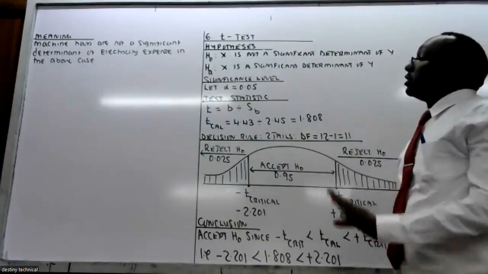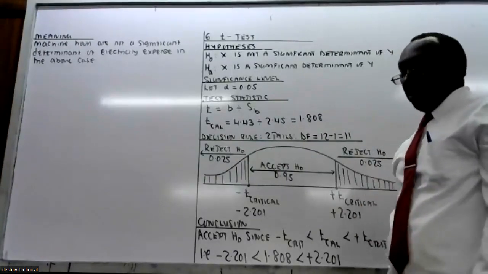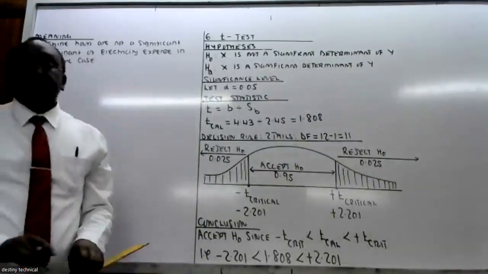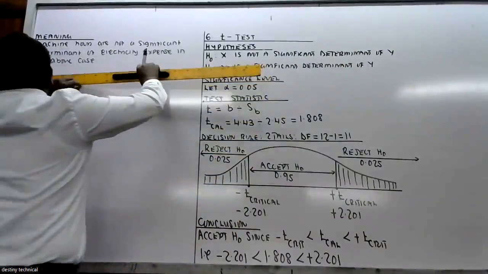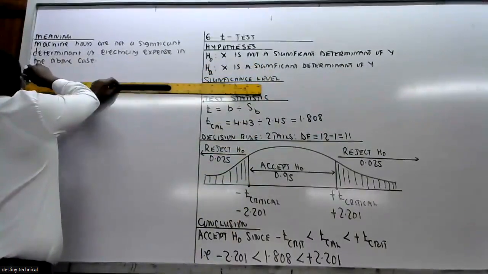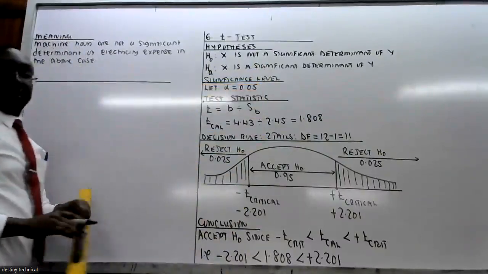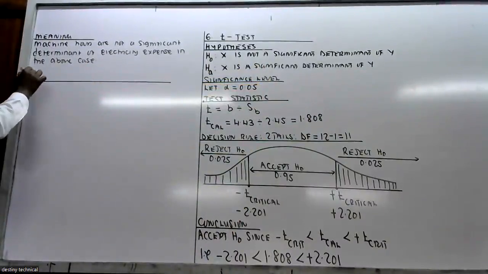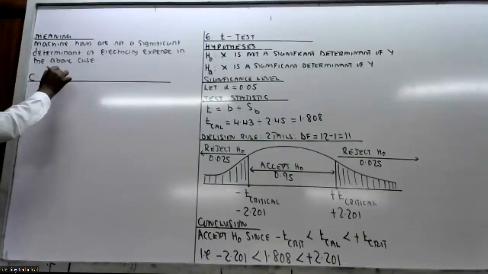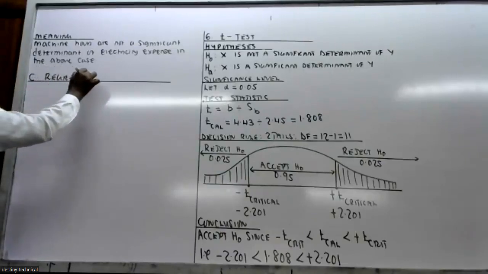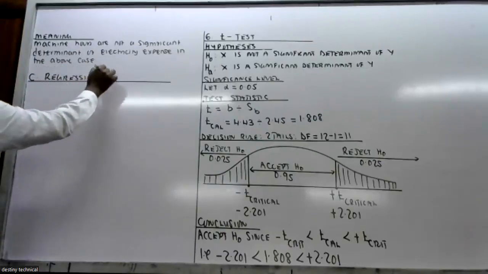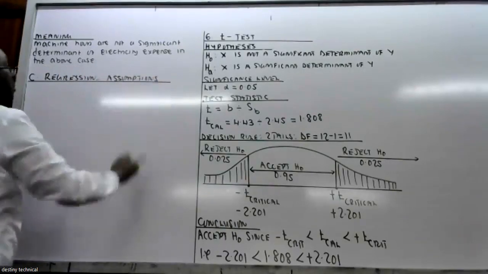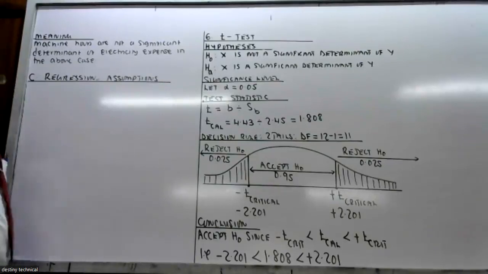Good. So those are the 6 tests, what we have called the goodness of fit. Now from there, we go to the third category of tests, C, which is called regression assumptions, or the assumptions used in regression analysis.